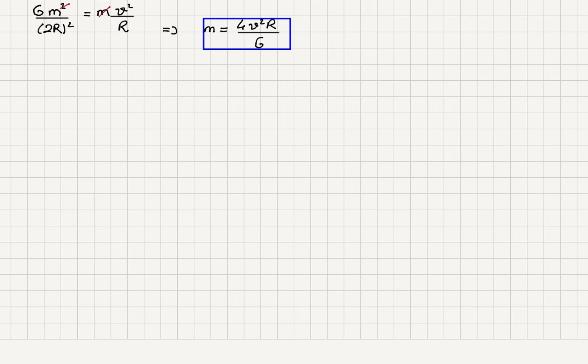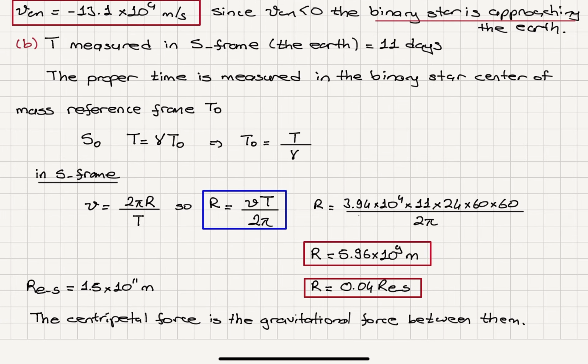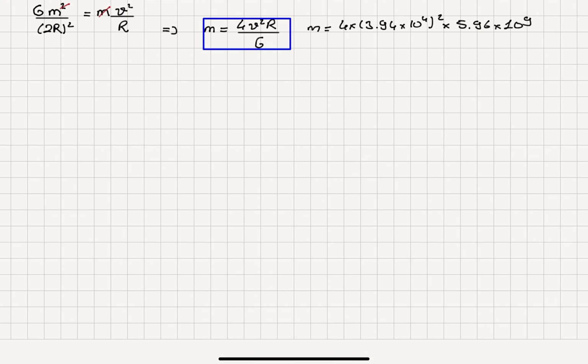So that's how I can calculate the masses of the stars. So if I plug in the numbers, I have 4 times the orbital speed squared, 3.94 times 10 to 4 squared, times the radius I just calculated, 5.96 times 10 to 9 meters, divided by the universal gravitational constant. If I look up its value, it is 6.672 times 10 to minus 11.